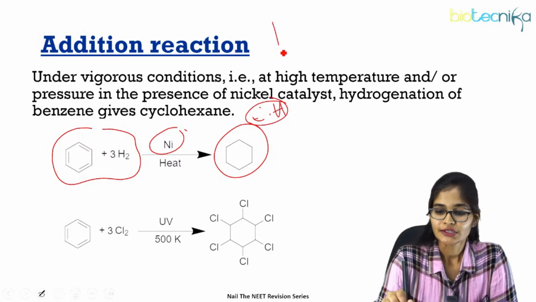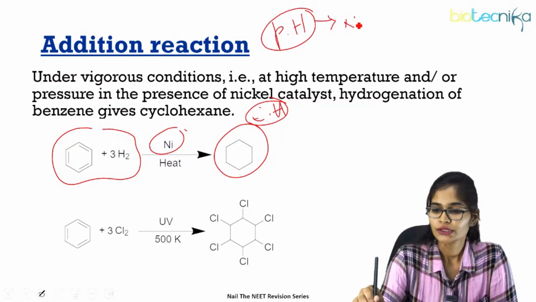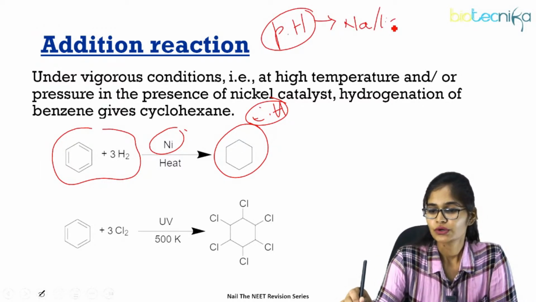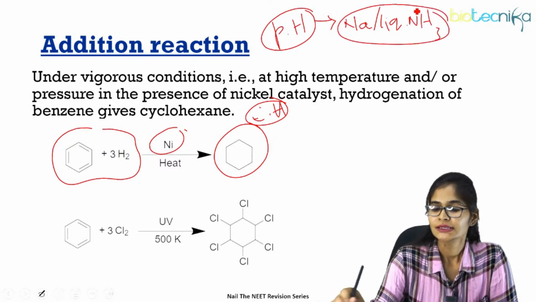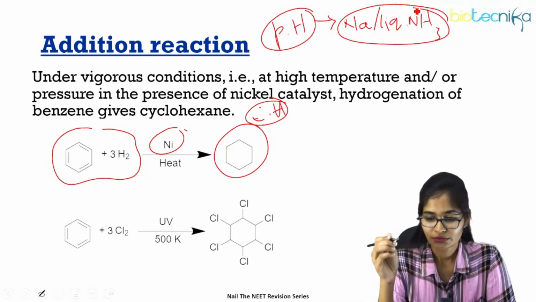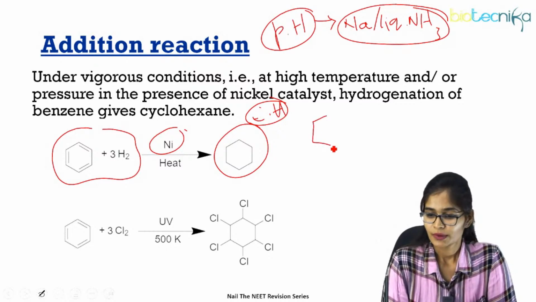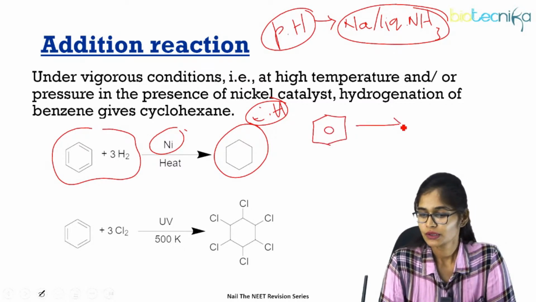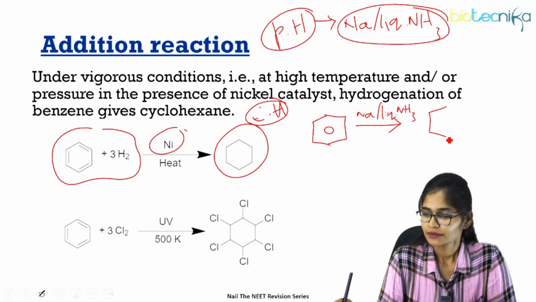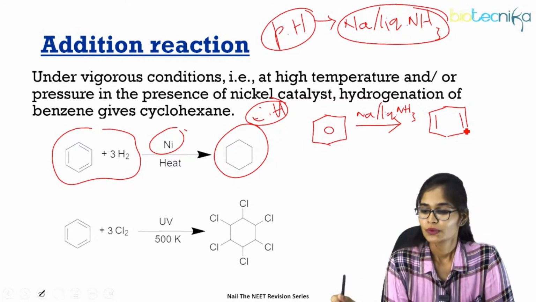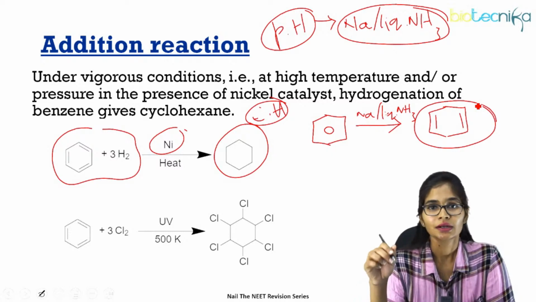Apart from that, partial hydrogenation also you can do, but here you will use sodium in liquid ammonia. If you use sodium in liquid ammonia, then the benzene can undergo partial hydrogenation. So benzene if you treat with sodium in liquid ammonia, one of the pi bonds will be hydrogenated. You will get the partially hydrogenated product.